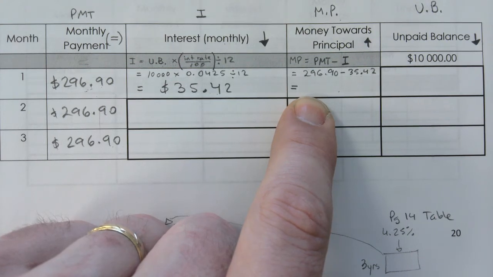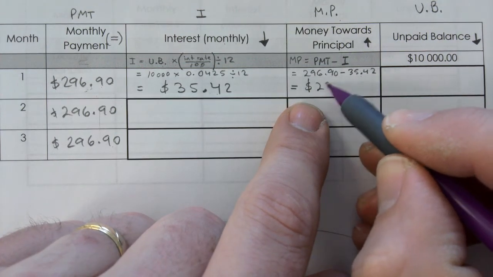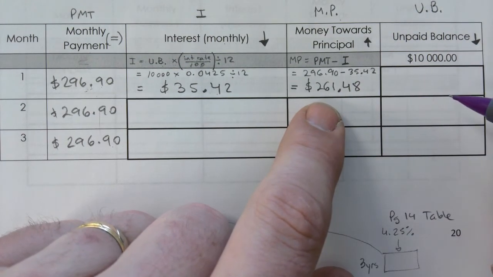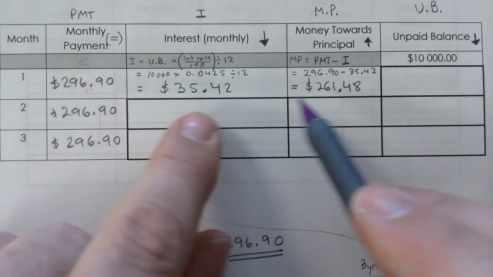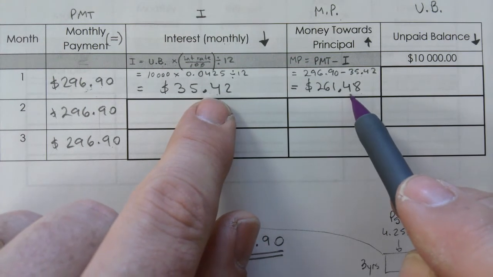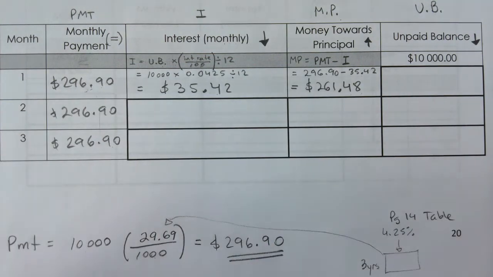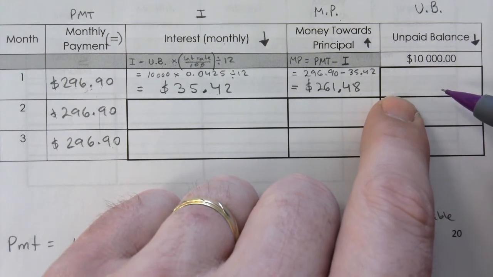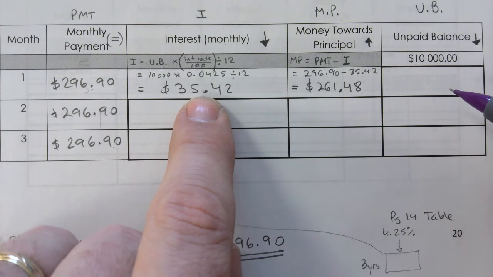296.90 minus 35.42 is 261.48. These numbers should always add up to this. If I add up, 8 and 2 is 0, that gives me 10. 4 and 4 is 8, plus 1 is 9, I get the 90 there, and so forth. These two should always add up to that payment. So the first payment, you take it off your paycheck, they say thank you very much.